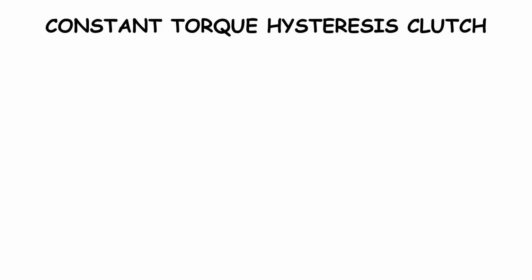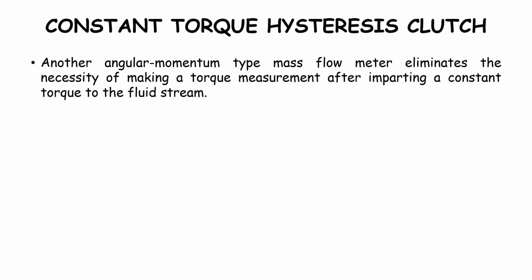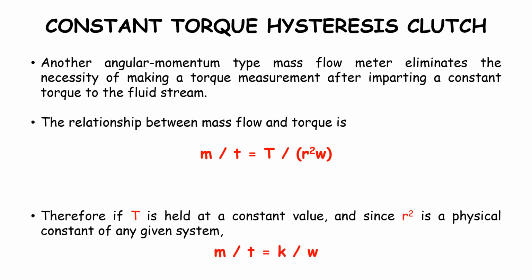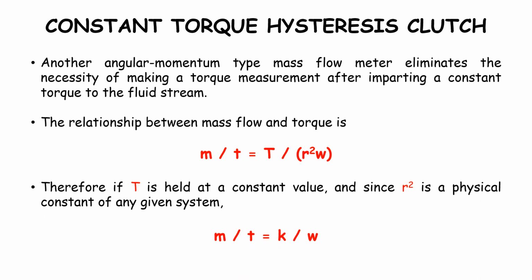The next is the constant torque hysteresis clutch. This is another angular momentum type mass flow meter, which eliminates the necessity of making a torque measurement after imparting a constant torque to the fluid stream. The relationship between the mass flow and the torque is given by m by t is equal to capital T divided by r squared omega. Therefore, T is held at a constant value, and since r squared is a physical constant of any given system, the expression changes to m by t is equal to k by omega.